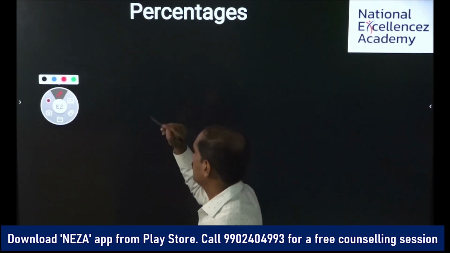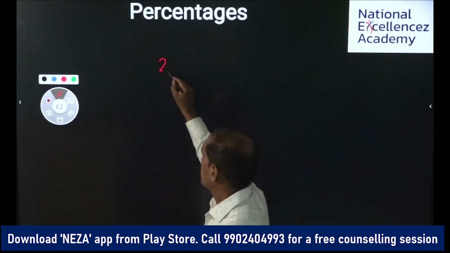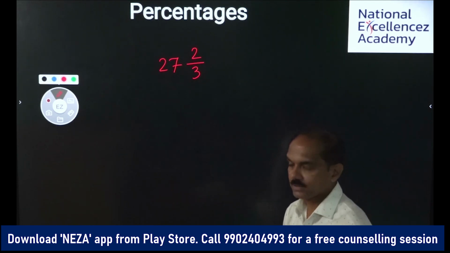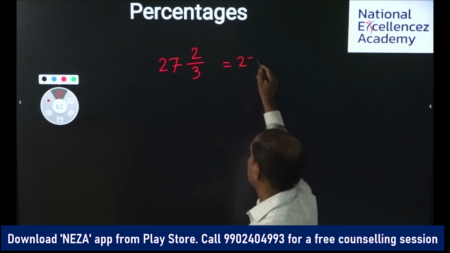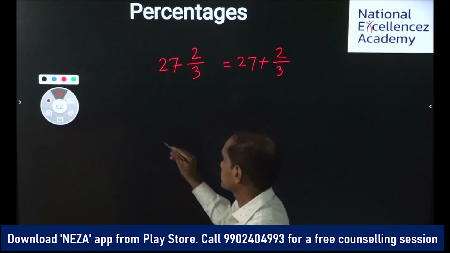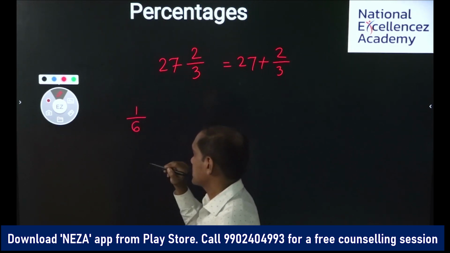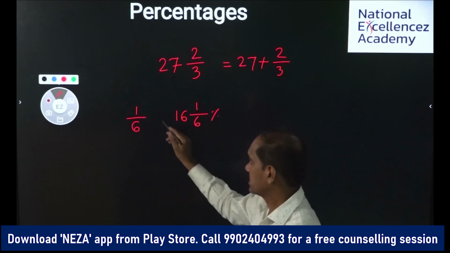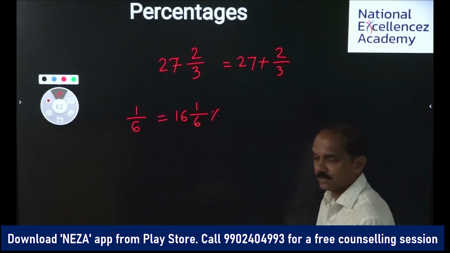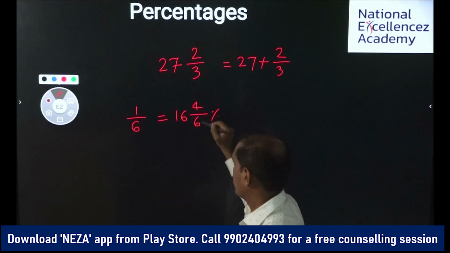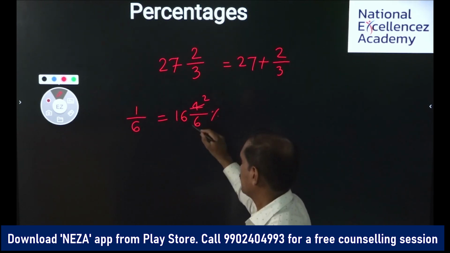And one more important point here, 27 2 by 3, if I write it like this, it is the same as 27 plus 2 by 3. Okay. 1 by 6 is 16 and 2 by 3 percent, that is, 16 2 by 3%. You can write it like this.